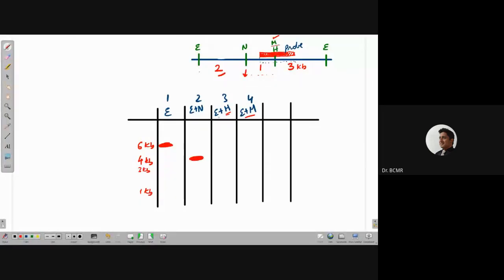What about EcoR1 plus HPA2? What would happen there? EcoR1, and so you have 3 fragments. This is a 3 kb fragment, and this is another 3 kb fragment. Because these both are of the same size, they will form only one band like this, a 3 kb fragment. EcoR1 plus MSP1 also is the same situation. Okay, so that is how we need to keep thinking.